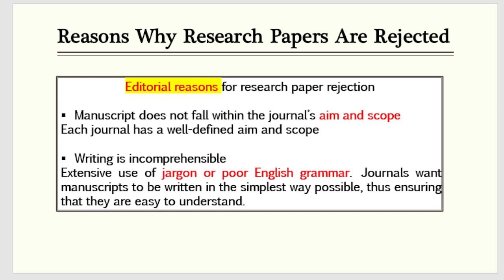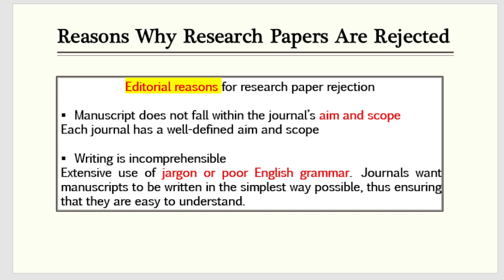Again, the next topic that we will discuss is: what are the main reasons that research papers are rejected? It can be divided into two parts. One is editorial reasons: the manuscript does not fall within the journal's aims and scope. So before submitting a research paper, you should clearly read the aims and scope of the journal, which is available on the journal homepage.